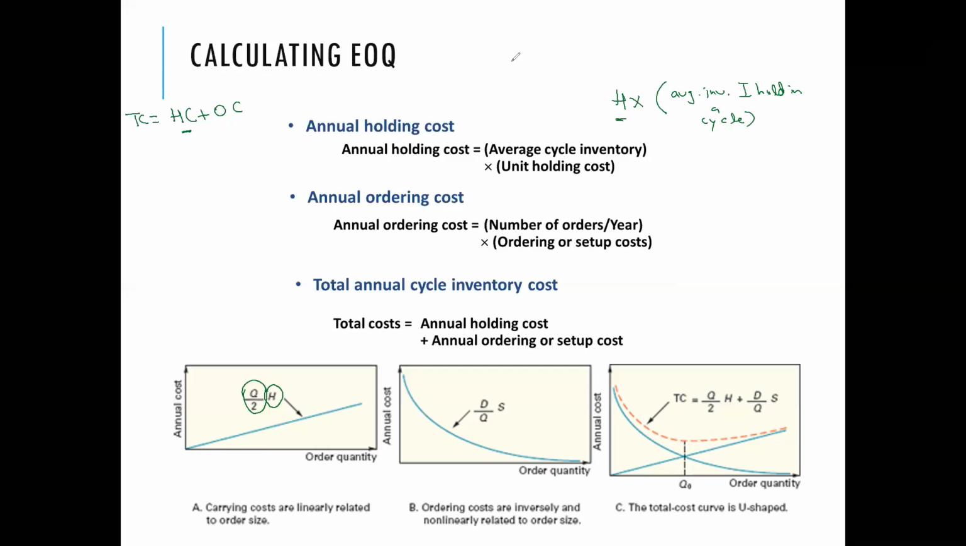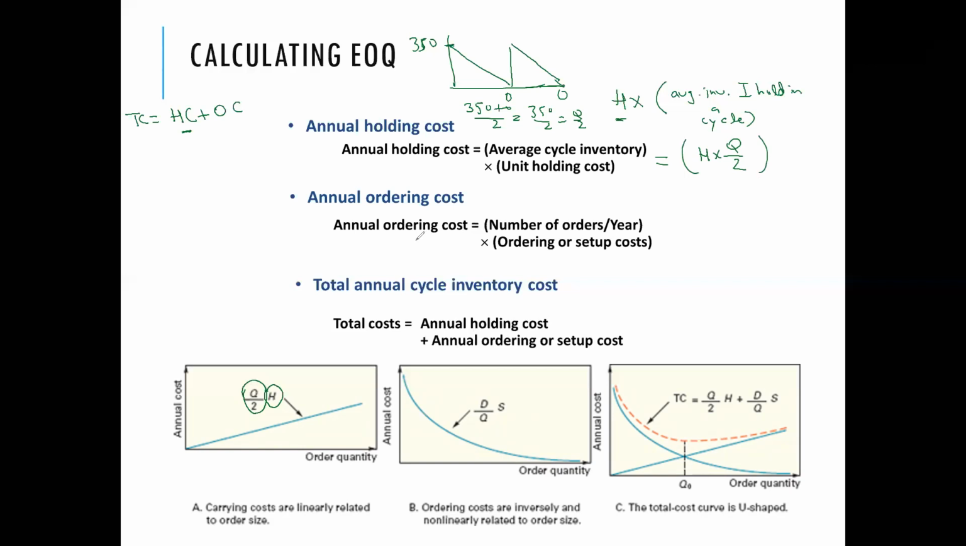So how much inventory do I hold in a cycle? Let's say this is your cycle. It starts with 350 and ends at 0. Then the next cycle again starts with 350 and goes to 0. So what's the average amount of inventory? Starting inventory is 350, ending inventory is 0, so the average is 350 by 2, which is Q by 2. And that is what we have over here. So our holding cost is H times Q by 2.